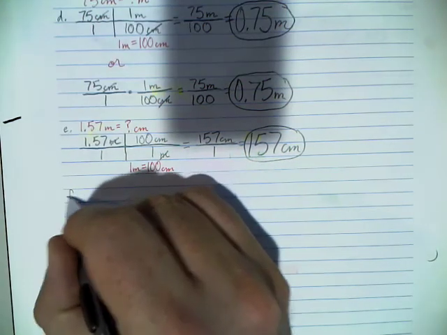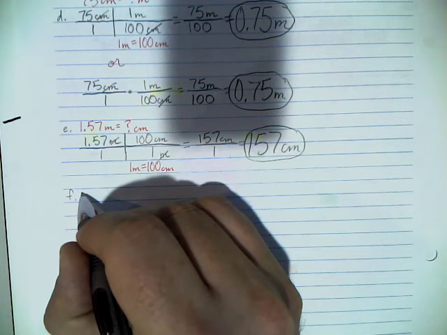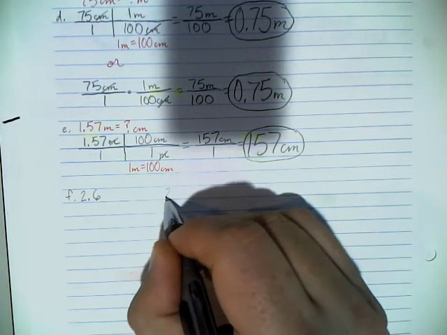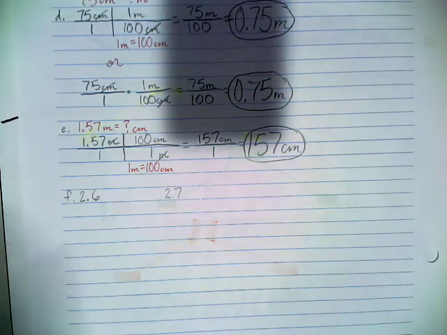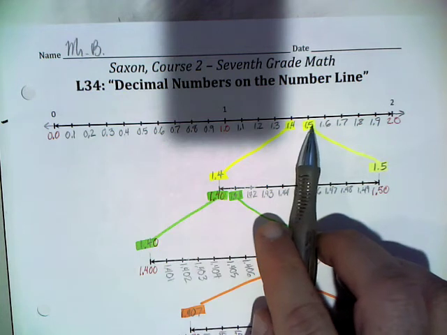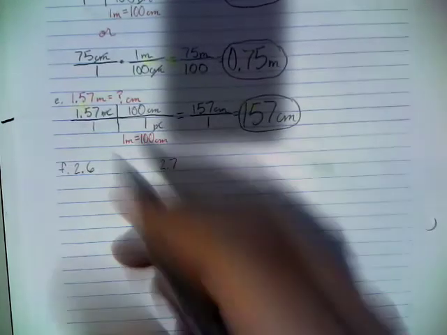Moving on to F. What point on a number line is halfway between 2.6 and 2.7? So for this one, what I'd like you to do is write 2.6. Leave some space, write 2.7. So if I want to know what's halfway in between these two, let's do what we did on the front. When we wanted to know what was in between 1.4 and 1.5, we added in an extra decimal place. So let's add in our extra decimal place.